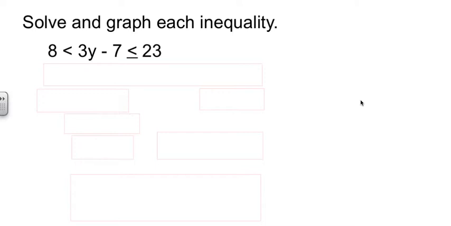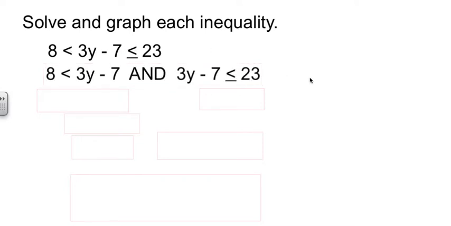8 is less than 3y minus 7, which is less than or equal to 23. You can see two different inequalities going on here. Let's split them into two separate things. We have 8 less than 3y minus 7, and also 3y minus 7 is less than or equal to 23. When they give you a jammed together compound inequality like this, it's always "and". The middle stuff goes with both parts.